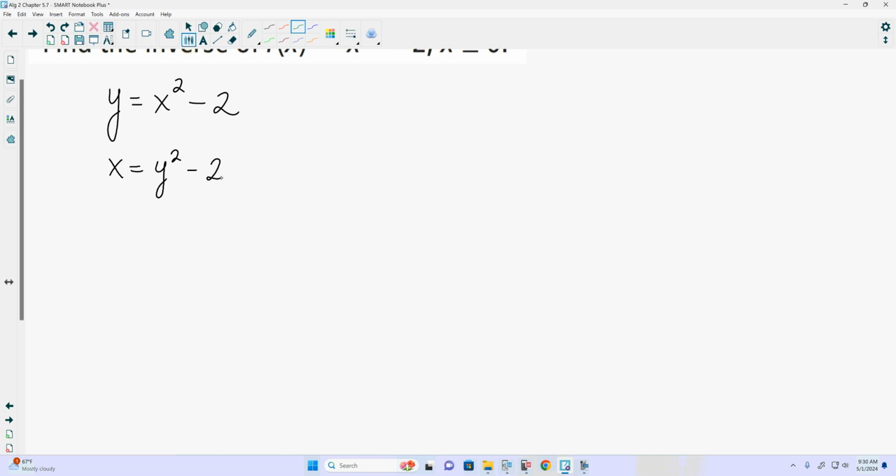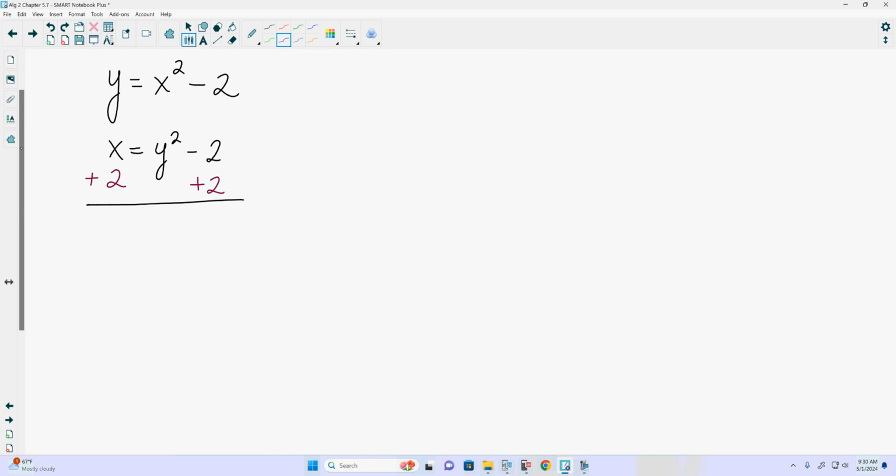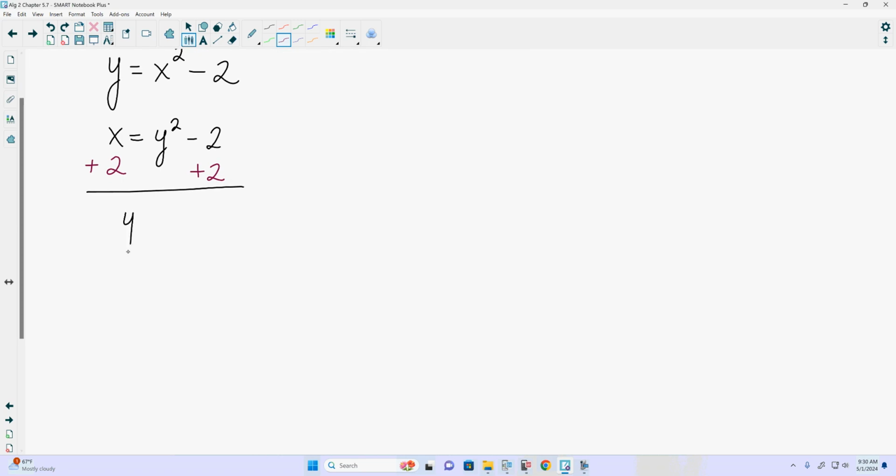As much as we would like to take the square root of both sides, I would not do that first. I would add 2, because that's going to tell us y squared is equal to x plus 2. What can we do next? Square root. Because we don't have any other addition, subtraction, multiplication, division to take care of, now we're stuck with our exponents and roots. So now we would take the square root of both sides.